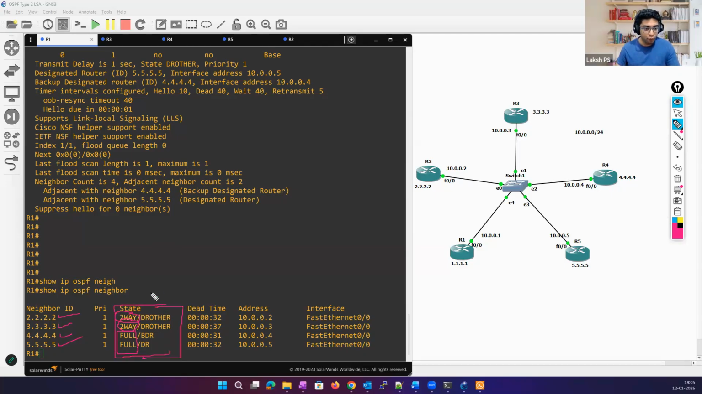There are a total of 4 neighbors, but out of those 4 neighbors, only 2 neighbors are adjacent. That is the DR and the BDR. And you can clearly see it says R5 is the DR and R4 is the BDR. And you will find the same information across all the routers.